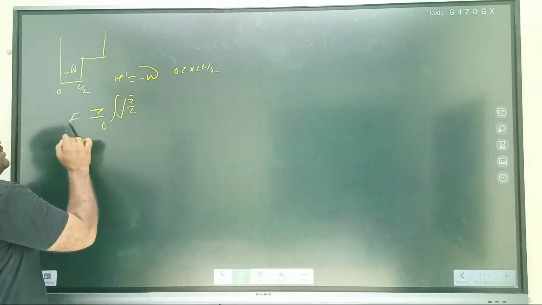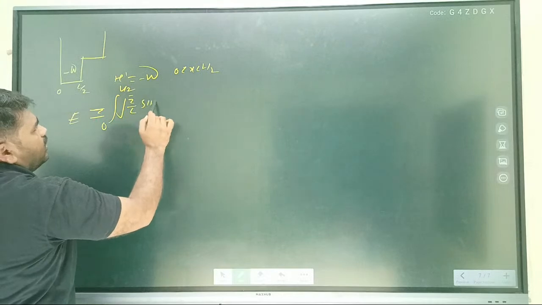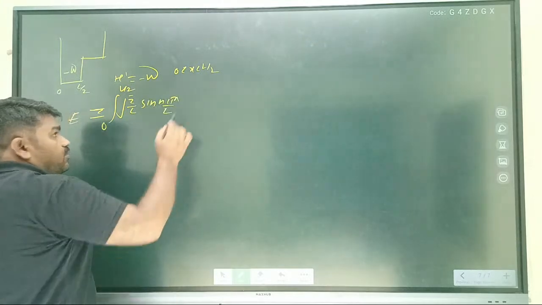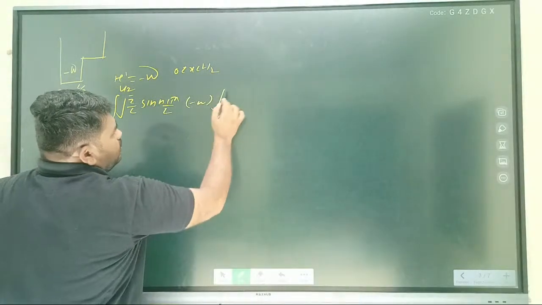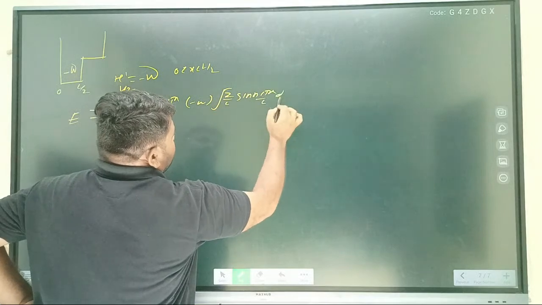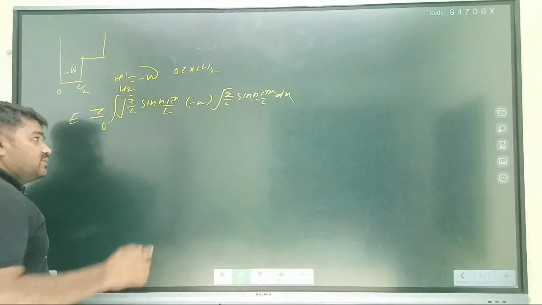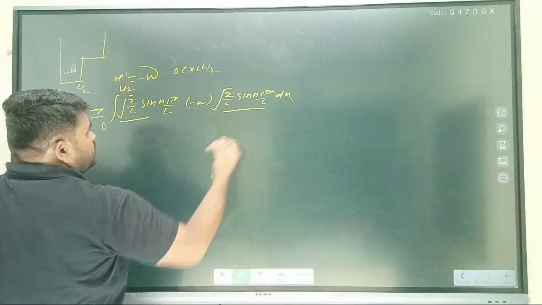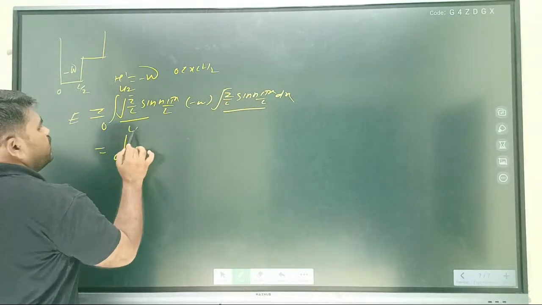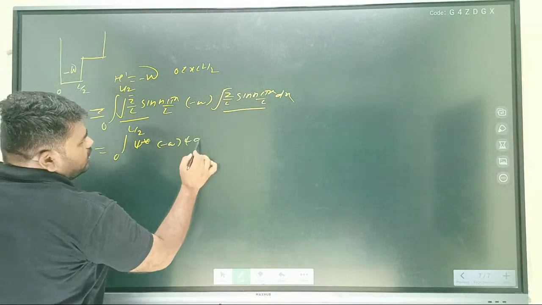Then the expectation of H is nothing but the energy, the integral from 0 to l by 2 of sine n pi x upon l into minus w into root 2 by l sine n pi x upon l into dx. Clear? Now we know the value of psi: psi is nothing but this, and psi star is nothing but this one. And this is equal to the integral from 0 to l by 2 of psi star into minus omega into psi dx.